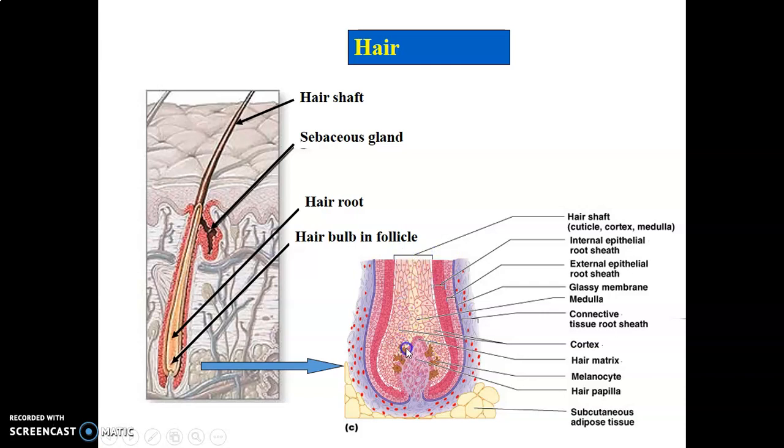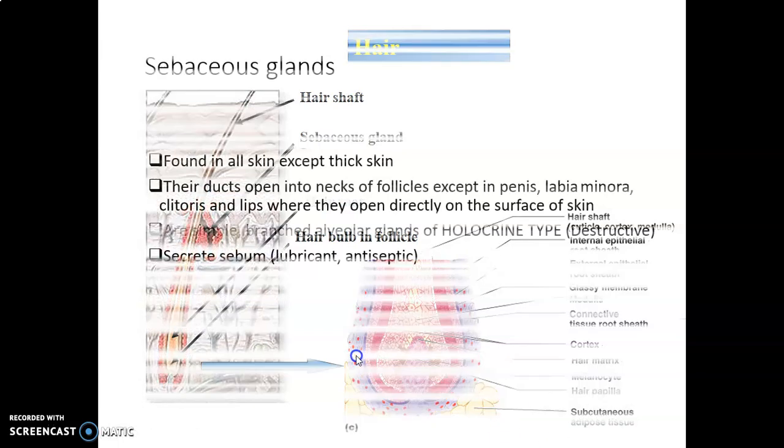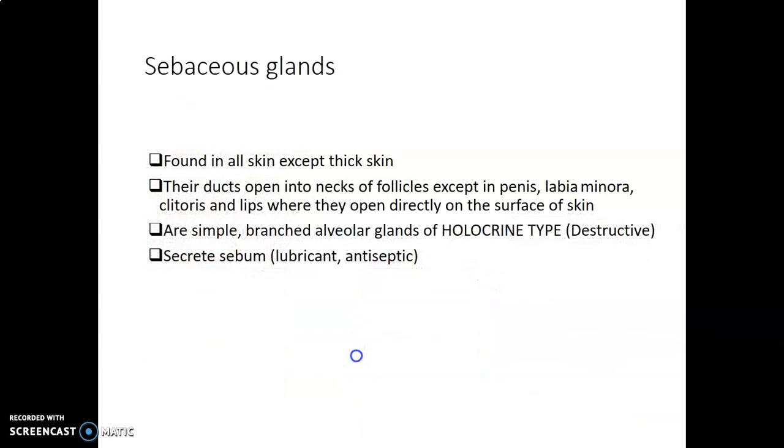There's a presence of melanocytes at the base here. This is the hair papilla where the hair comes from, and this is your subcutaneous tissue or adipose tissue.